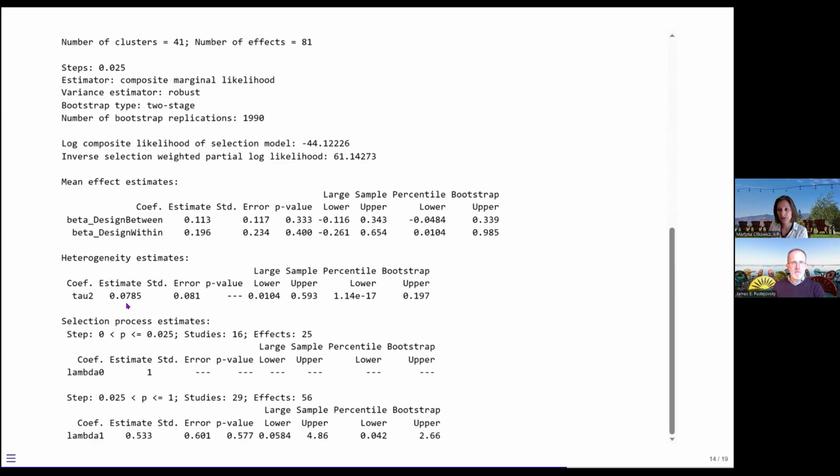Our tau squared also decreased, but very minimally. Our lambda 1 also has not changed very much. It went from 0.548 to 0.533.